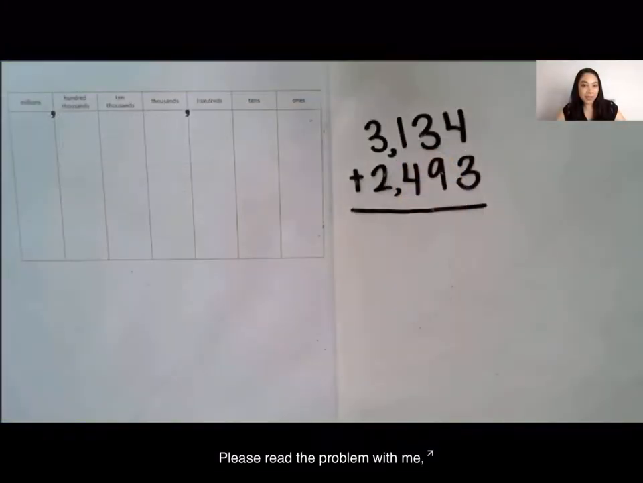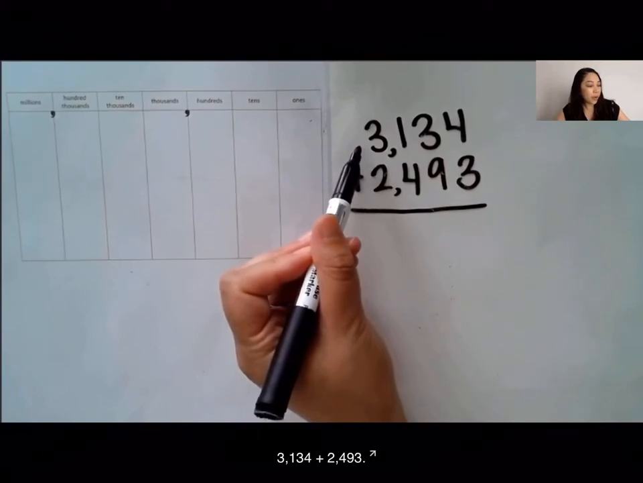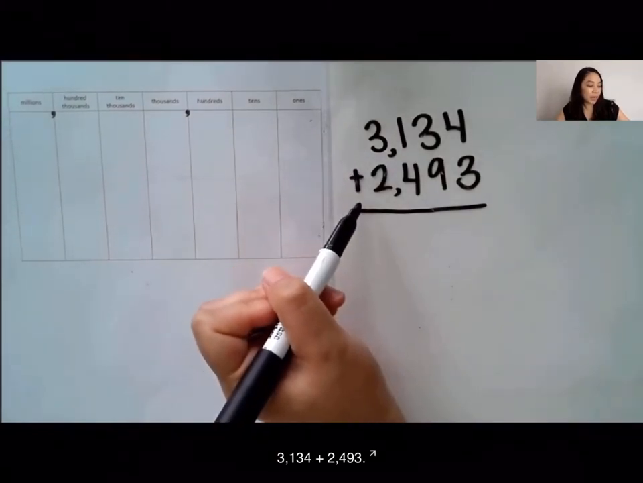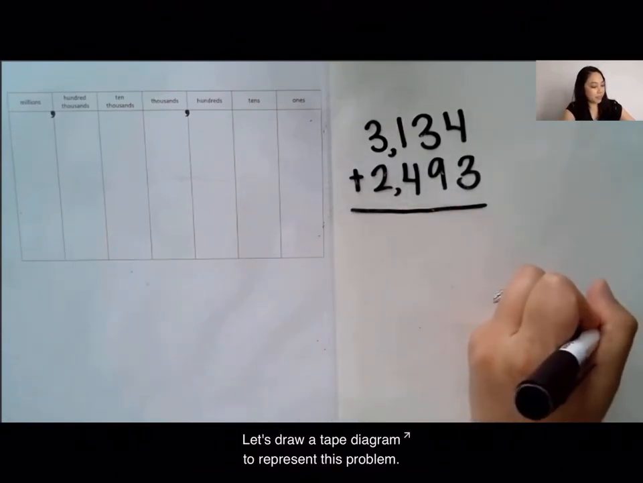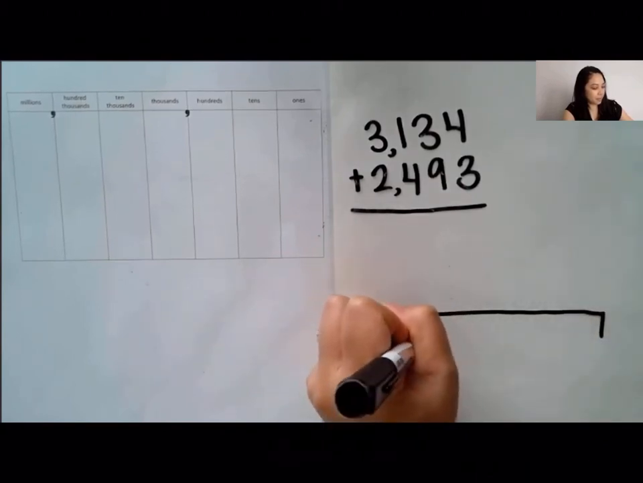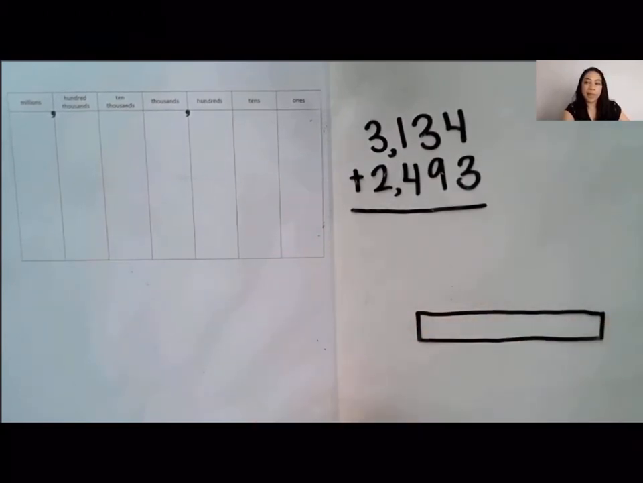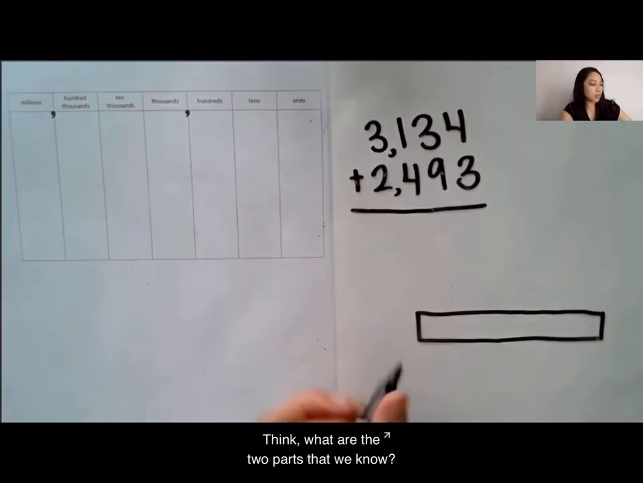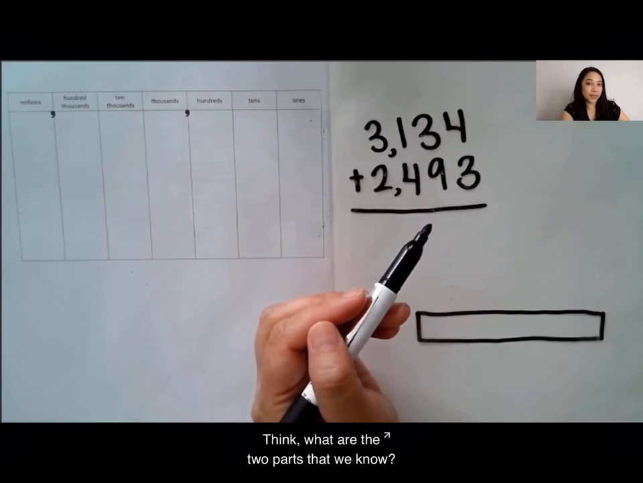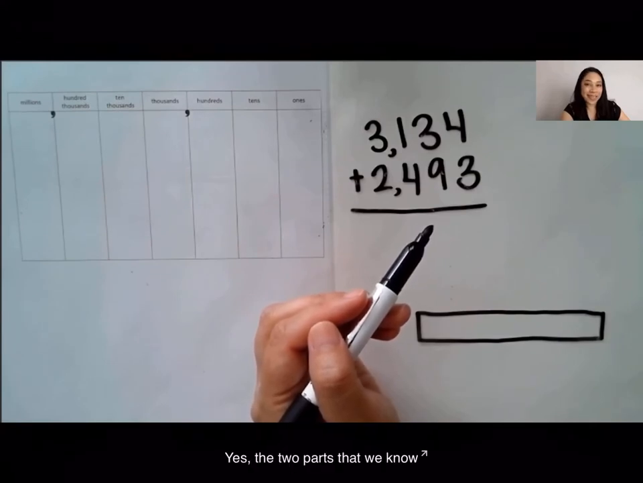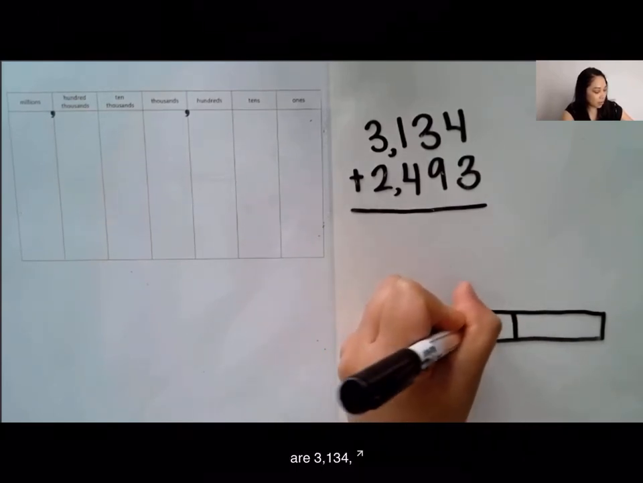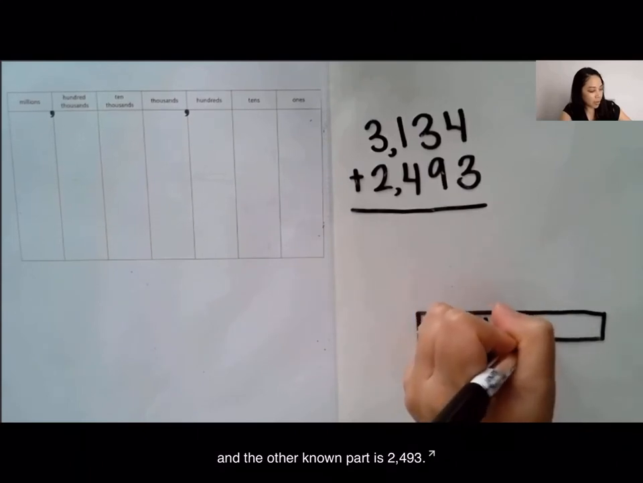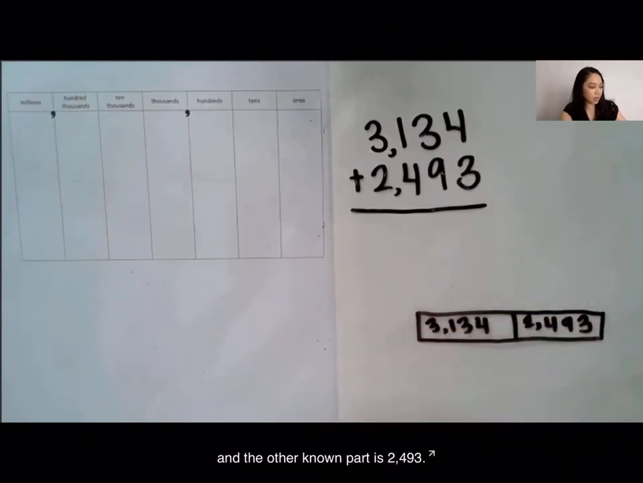Please say the problem with me. 3,134 plus 2,493. Let's draw a tape diagram to represent this problem. Think, what are the two parts that we know? Yes, the two parts that we know are 3,134, and the other known part is 2,493. The unknown is the whole.